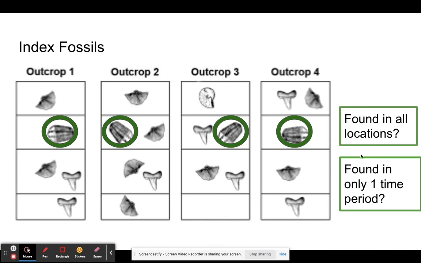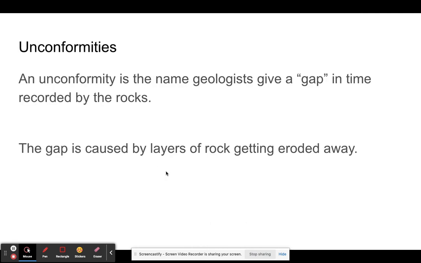Now, if you had this imaginary outcrop over here, say you're working in California, and you're digging and you come across a trilobite, you know exactly which time period you're working in because that's the only time period you find it in. It's a good index fossil. And the rest of these, they're just fossils.